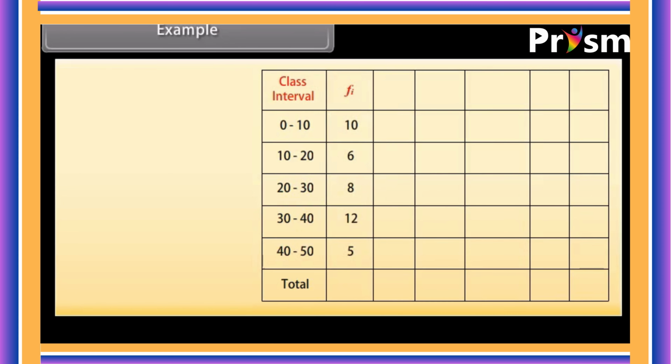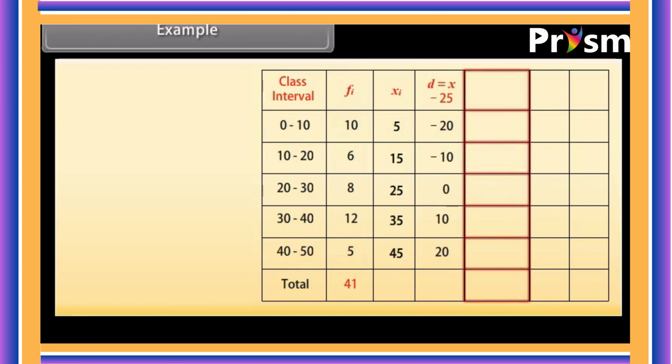In the first column, we have written the class interval, and in the second column, we have written the frequency of the respective class interval. The sum of frequencies is 41. And then we have written the class mark for each class interval and denote them as xi. In the fourth column, we find the deviation from the assumed mean as d. In the fifth column, we find the deviation from the assumed mean divided by the class size as u.